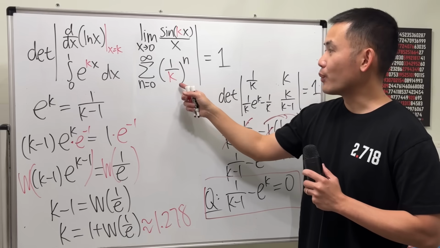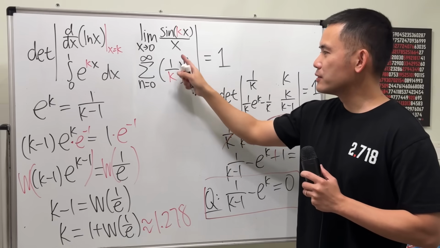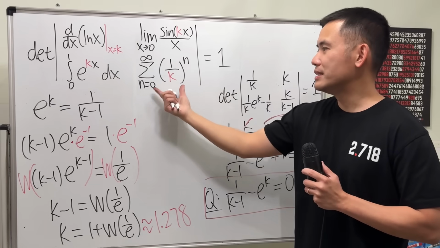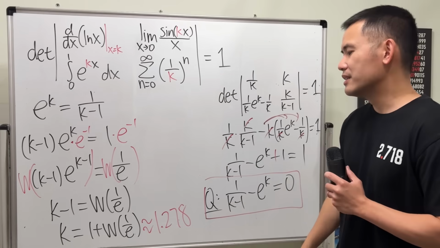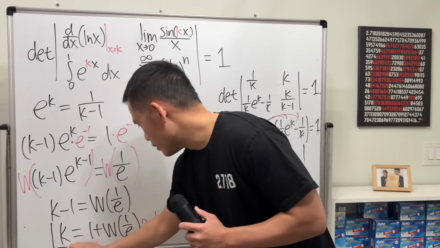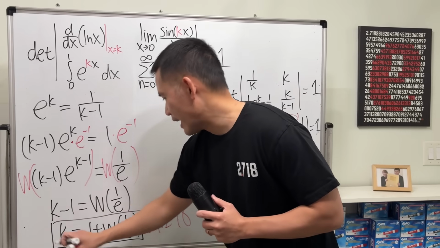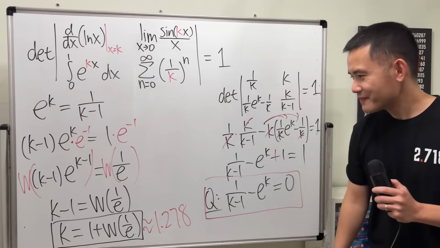So if you have 1 over such a k value, this inside here is less than 1. This inside here has the absolute value less than 1. So this infinite geometric series does converge. And ladies and gentlemen, here is the k value that will make this work.